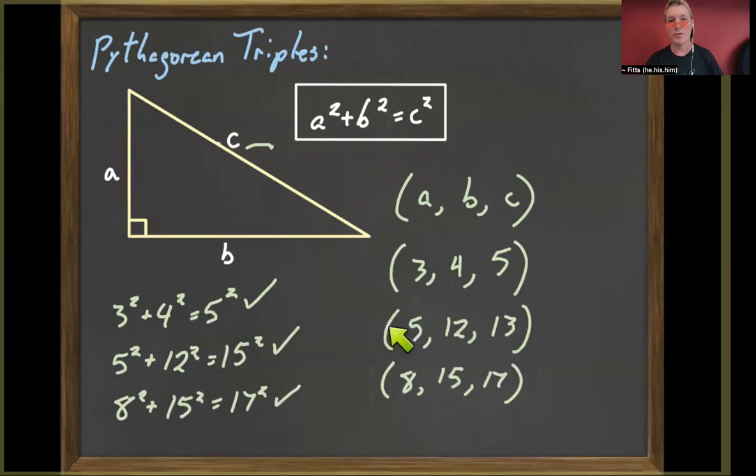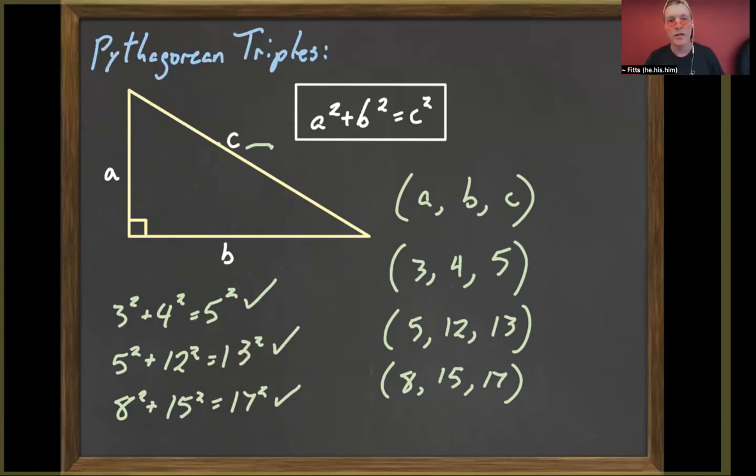Here are some other triples that show up a lot. 5, 12, and 15. 5 squared is 25. 12 squared is 144. 25 plus 144 is, what is that? 100. Oh, I miswrote here. That's 13 squared. Let me fix that. That's 169. That's why I was a little thrown off. So 5, 12, 13. Yeah, 5 squared is 25 plus 144 is 169.